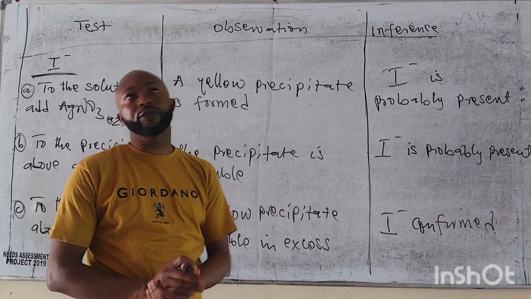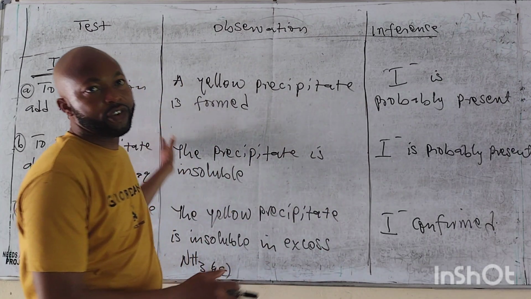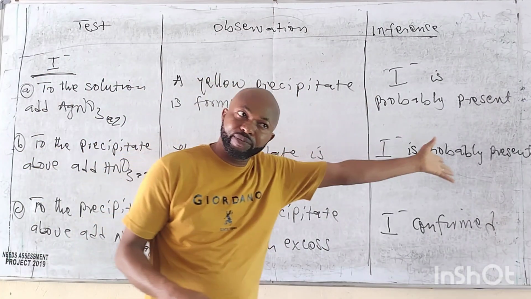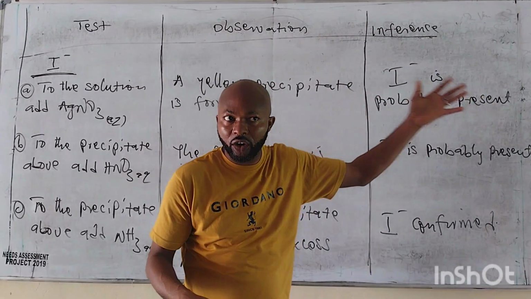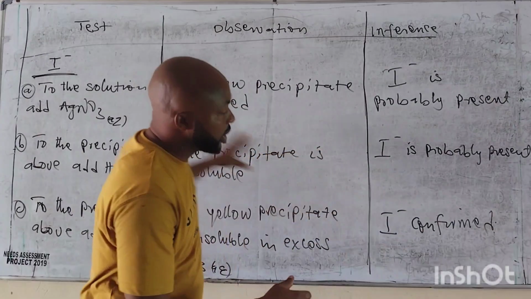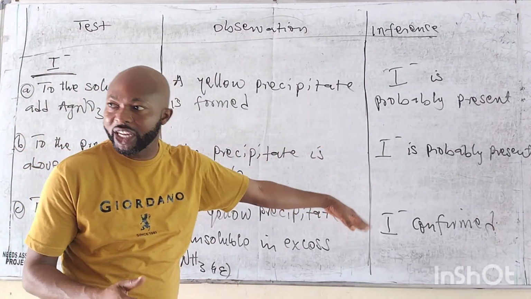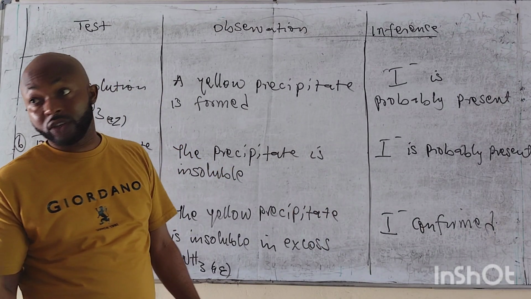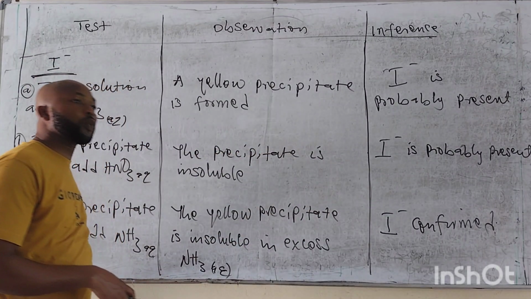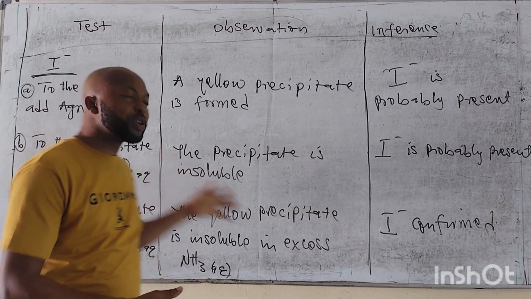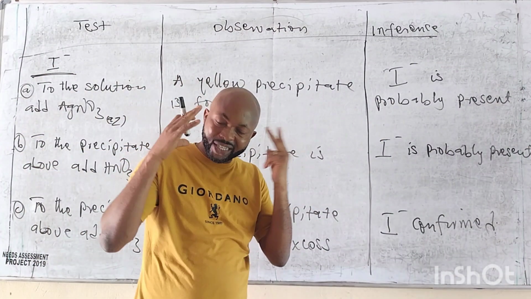If I ask you to test for chlorine, for example, you should know to add silver nitrate to the sample. You get a white precipitate: chloride present, or S2- or SO3 2- present. You then add aqueous HNO3, and the white precipitate is insoluble in excess HNO3, so chloride is confirmed. And the last one, when you add aqueous ammonia, the white precipitate is soluble, so chloride is further confirmed. You should know these things; they should be in your head.